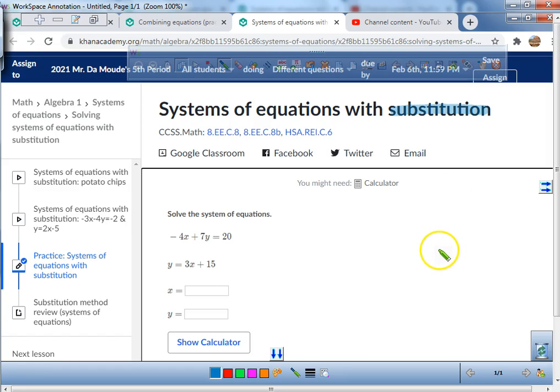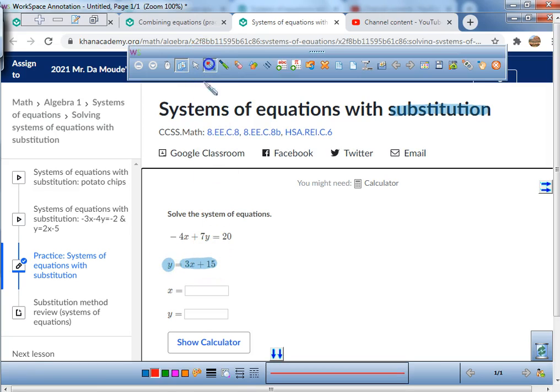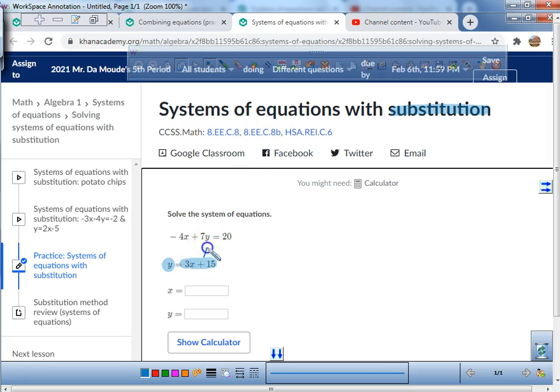So right now, what I'd like you to do is write these equations down. I'm going to highlight something very important right here. Look what it says: y is equal to 3x plus 15. Interestingly enough, wherever you see a y value, you're going to substitute this in for the y value. So watch how I do this.